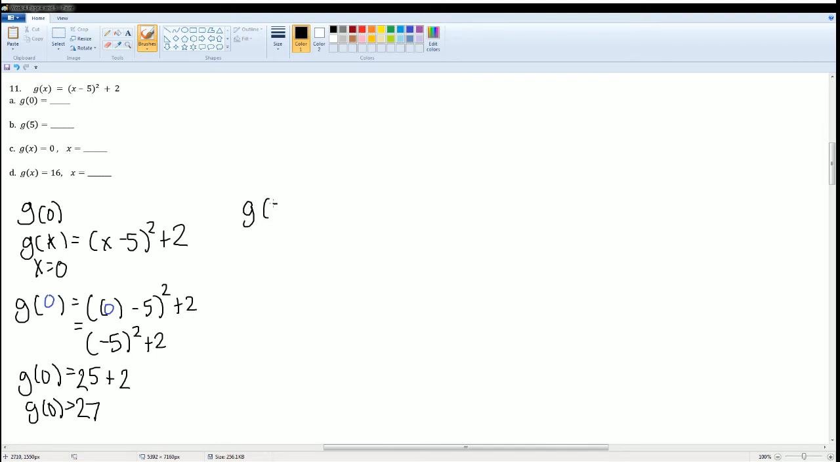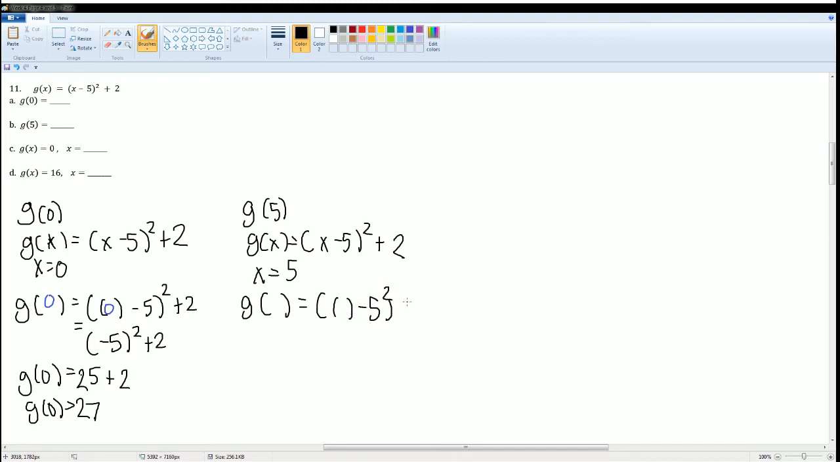Next, I said G of 5. My G of x is x minus 5 squared plus 2. I want x equals 5. So wherever I see x, I put the parentheses. There's a 5 here. I'm going to make that in color so you can see it. There's a 5 here, a 5 here. So G of 5: a 5 minus a 5 is 0 squared plus 2. 0 squared is just 0, plus 2 is just 2. So G of 5 is equal to 2.